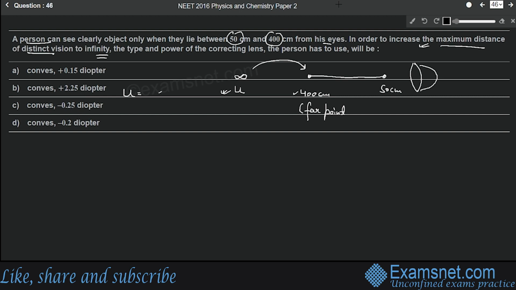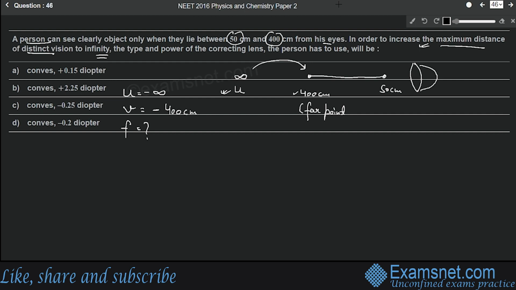It is infinity. And since we assume that the object is kept on the left side of the eye, it will be minus infinity. Minus sign for the left side. Now, the image is also formed on the left side of the eye in this case, so it will also be minus. And where will the image be formed? At 400 centimeter. In that case, what will be the focal length? That we have to find out.